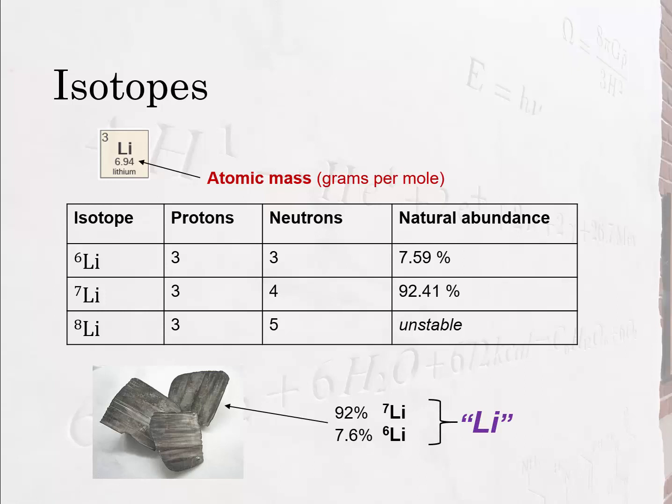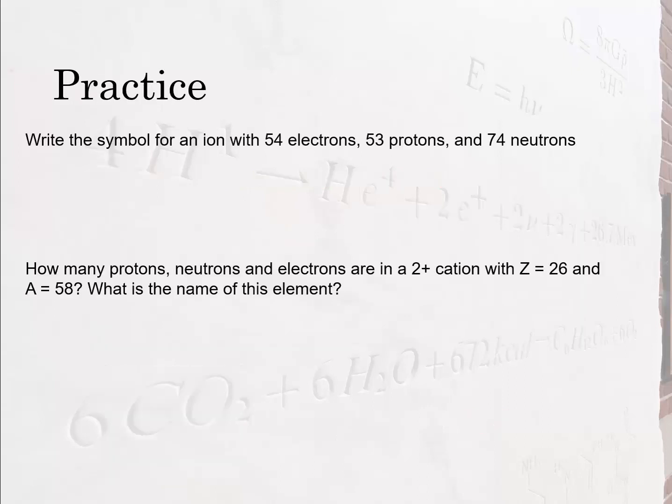Most of the time, atomic symbols don't have mass numbers, which means you can assume the natural distribution of isotopes. This is convenient because then you can use the atomic mass to calculate moles. Okay, now pause the video and try these problems. Use a periodic table to find the answers.